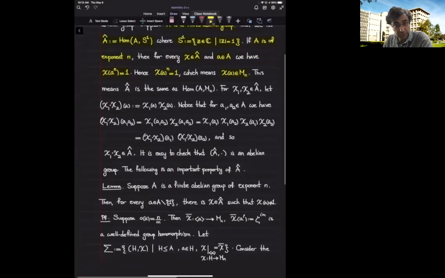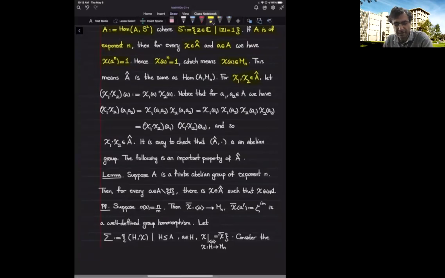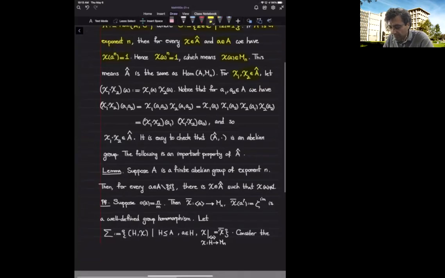So I need to introduce a multiplication on the dual of A. I give you two characters, so elements of A bar, we call them characters. So I give you two characters of A, chi1 and chi2. I need to define what chi1 times chi2 is. It's supposed to be another character. This means I need to apply it to an element inside A. It's supposed to be a function from A to S1.